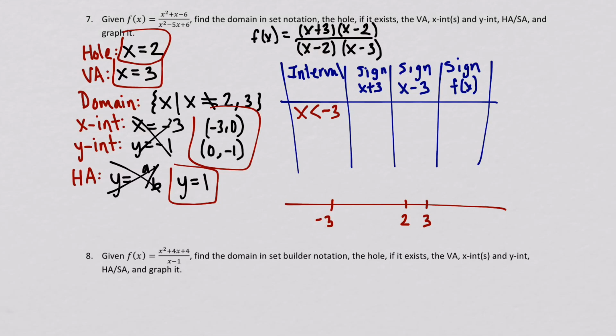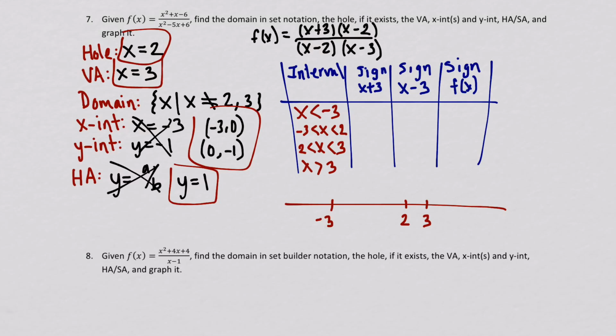All the values between -3 and 2, we're going to call that -3 is less than x is less than 2. All the values between 2 and 3, we're going to call that 2 is less than x is less than 3. And finally, all the values after 3, we're going to call that x is greater than 3.